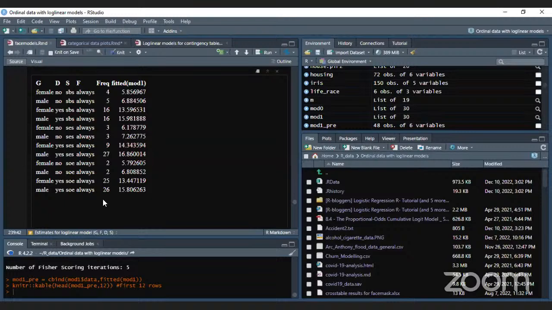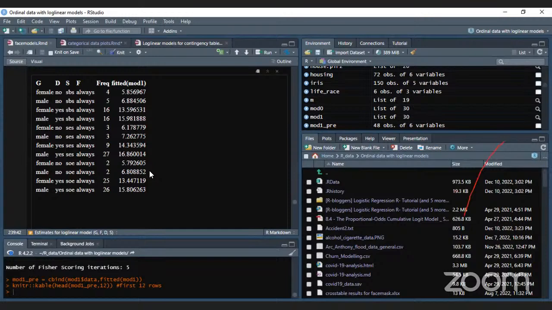Look at what my model one, I call this model one, fitted. These are fitted values. Look at them. This actual is 4, fitted is 5.8. This fitted is not too far away, but you cannot just conclude here. Look at actual: males that picked yes from School of Engineering and always use face masks are 26 in number. But look at what our model is predicting for us: 15.8. That is too far. The deviance here will be too high.